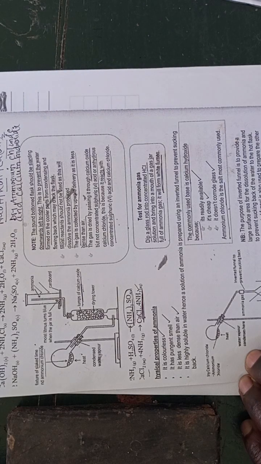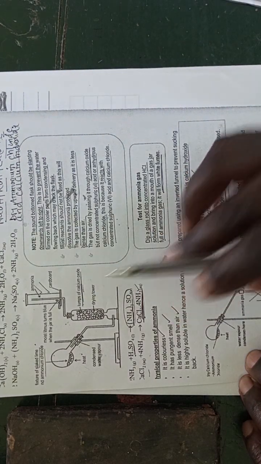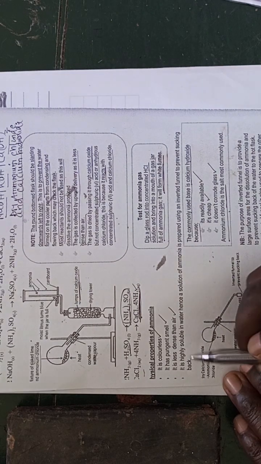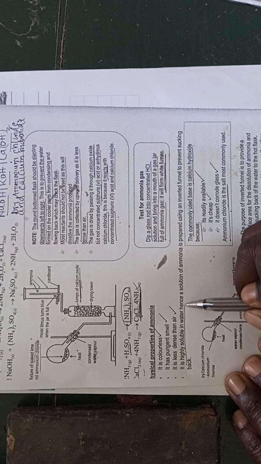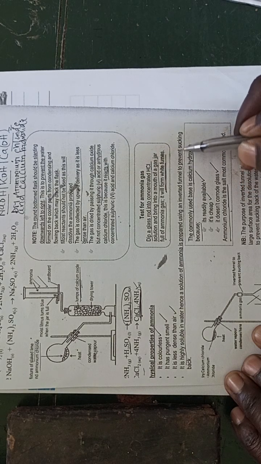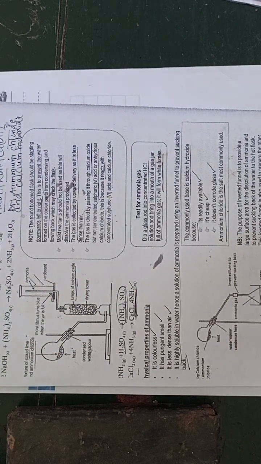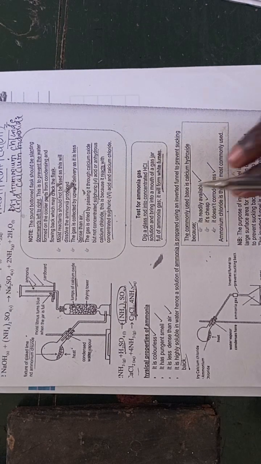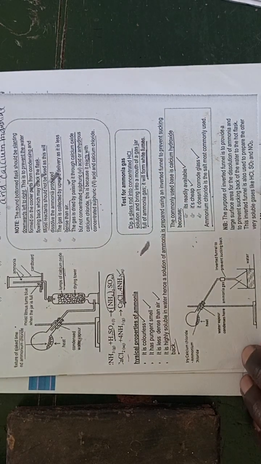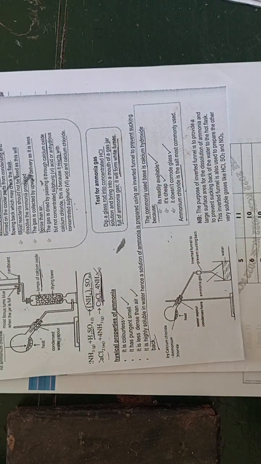Once the gas has been dried with calcium oxide, it is less dense than air, and that is why the gas is collected by upward delivery. The gas is highly soluble in water, and hence a solution of ammonia is prepared using an inverted funnel to prevent the sucking back. Sometimes you will be asked to draw a well-labeled diagram for the preparation of ammonia solution. For the preparation of ammonia solution, it must be prepared using an inverted funnel.